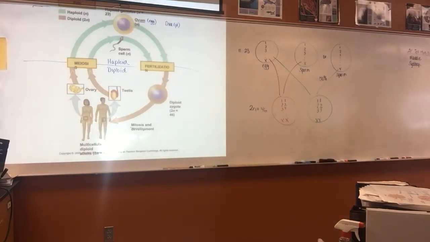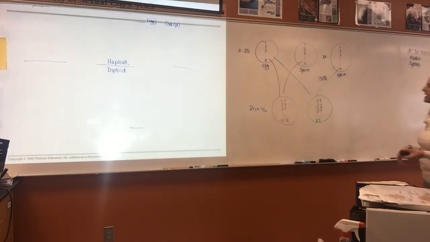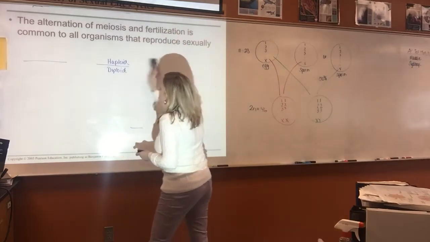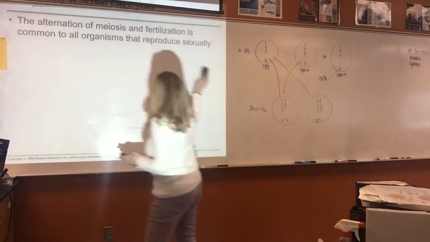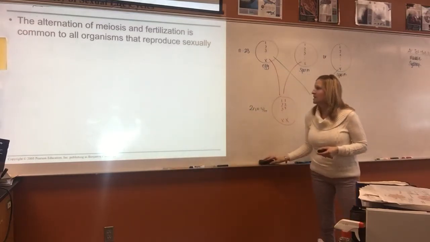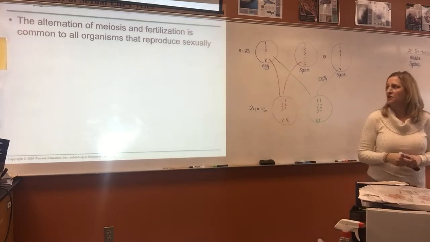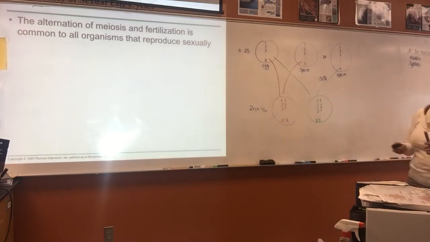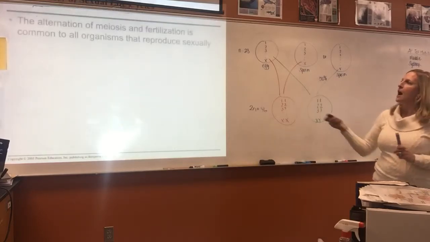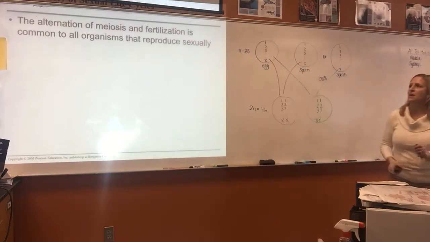Now what we're going to see is that not every organism on Earth has a life cycle like ours. So I'm going to show you 2 different other types of life cycles, a variety of sexual life cycles. The alternation of meiosis and fertilization is common to all organisms that reproduce sexually. So we have an alternation of meiosis and fertilization. Meiosis produced the haploid gametes, and then fertilization occurred. So it's in all organisms that reproduce sexually.